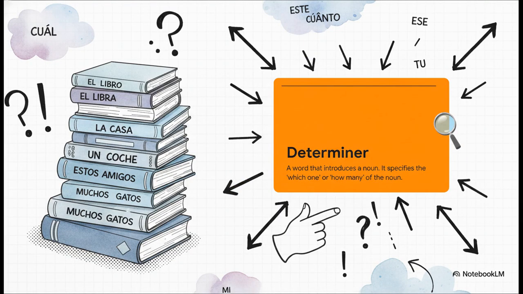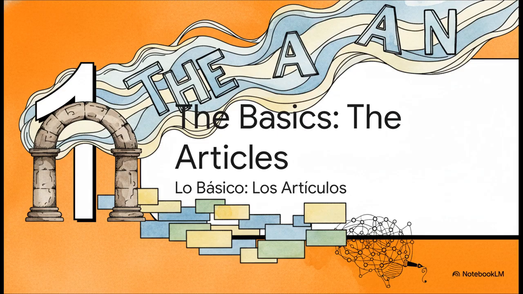Okay, so what in the world are we even talking about? Well, the fancy grammar name for these words is determiners, but let's just think of them as little signposts. They come right before a noun, and they tell your listener important info, like which one you mean or how many there are. They basically add all the precision you need. All right, let's start at the very beginning, with the most common ones of all, the articles.